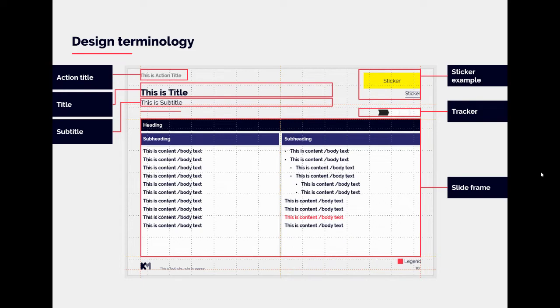Then we have stickers. Stickers can again have many different looks and purposes. For example, we mark an optional slide by a yellow sticker. We just write optional. Or you can find stickers as an internal note from our clients that we should not touch. Or you can find stickers with instructions.